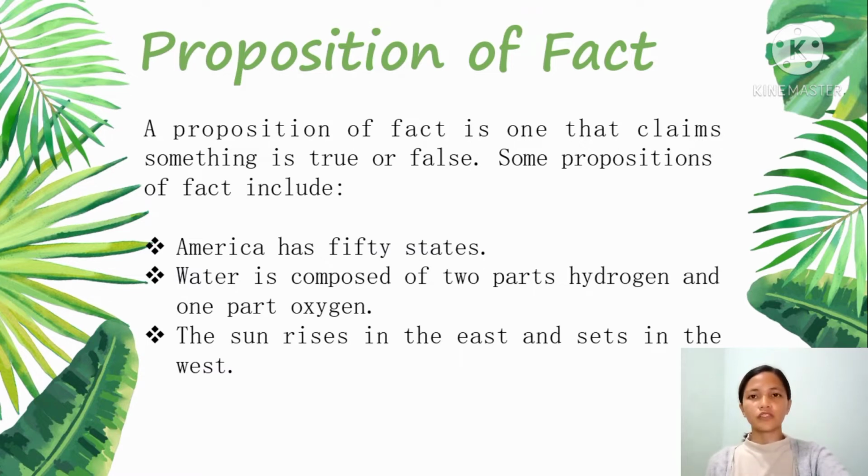When we say proposition of fact, a proposition of fact is one that claims something is true or false. For example, America has 50 states. Each statement is a proposition that can be proven true or false by checking with authorities, a map, a textbook, and your experience. Some propositions are quantifiable, like the number of states in the United States. Others are simply true or false, like the correct composition of water.